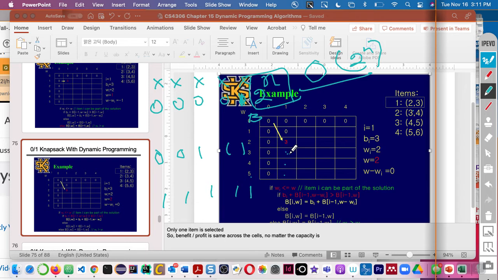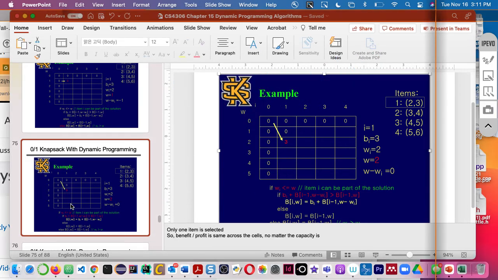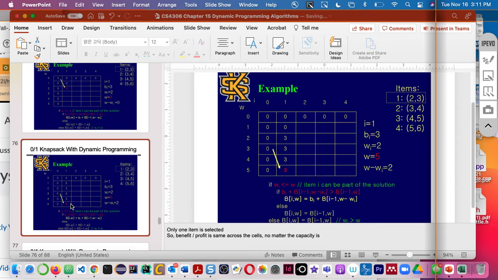Right? You understand? Understanding the beginning is important, otherwise you will not understand the next part. So up to this, all these are 3, right? Because whenever you select only item 1, then the maximum benefit will be 3, and benefit will start from item 2, weight 2, right? This one. Did we understand this?